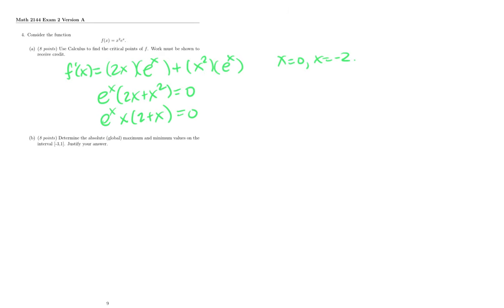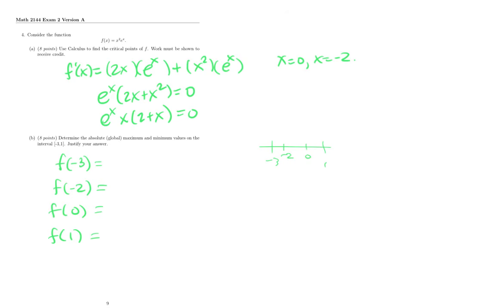So if I think about the interval from -3 to 1, -2 is in that interval, and so is 0. So I'm going to test all of these points. So I can test f of -3, f of -2, f of 0, and f of 1. And whichever one gives me the biggest y value is the maximum. Whichever one gives me the smallest y value is the minimum. So I'm going to use my calculator to compute these values.